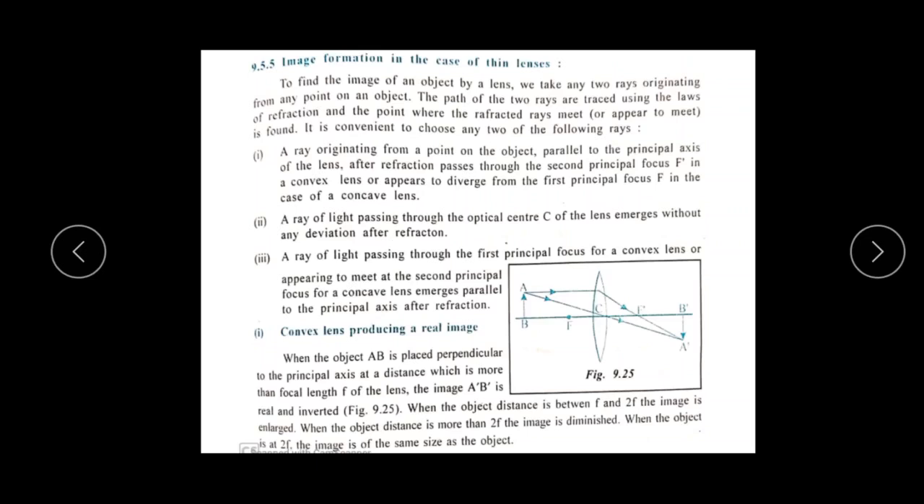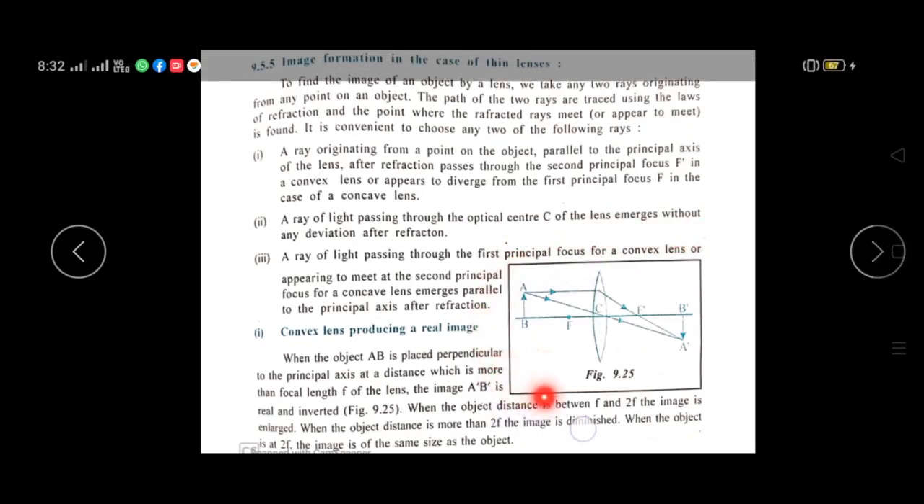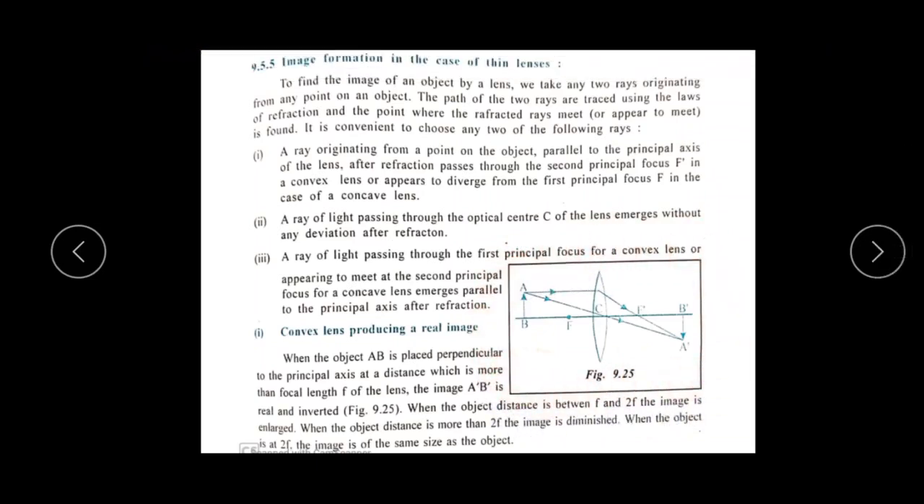It is convenient to choose any two of the following rays. See, this is the diagrammatic representation. Here AB is the object and this is the lens, where C is the optical center, F is the first principal focus and F dash is the second principal focus, and A dash B dash is the image. If the ray is originating from a point on the object, you can take any point on the object, you need to choose two rays to get the image.